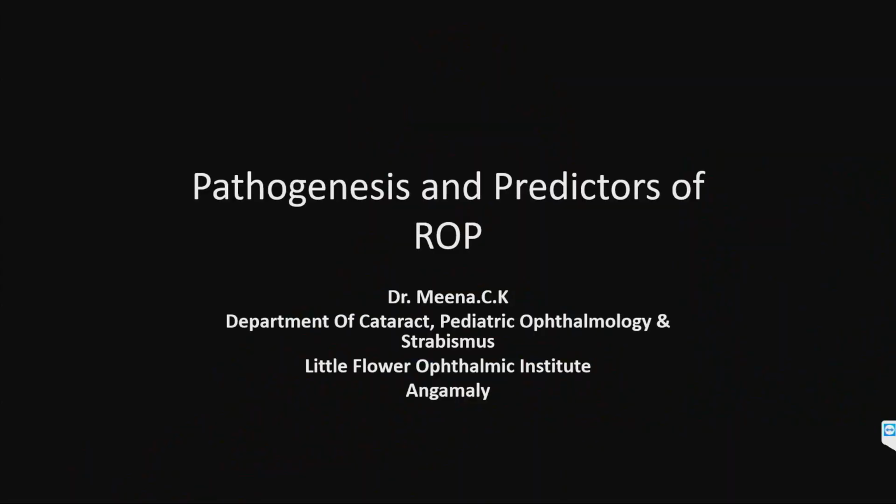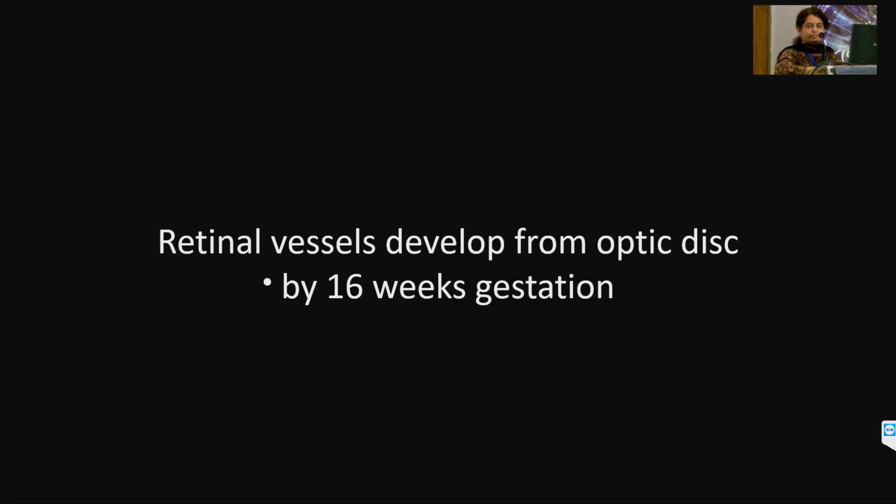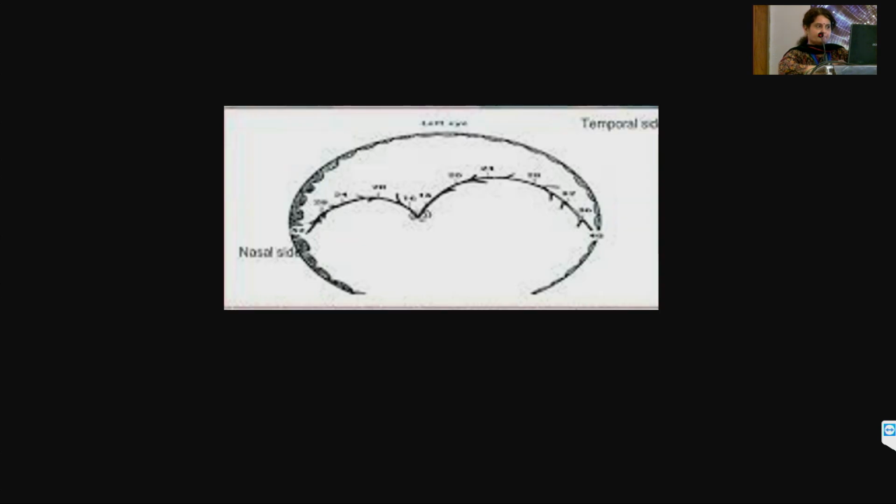Good morning, everyone. At the outset, I would like to thank KSOS and Dr. Sheera for this opportunity. This is purely theory: pathogenesis and predictors of retinopathy of prematurity. As all of us know, the retinal vessels develop from the optic disc by about 16 weeks of gestation, and reach the nasal ora by 32 weeks of gestation, and the temporal retina is vascularized by 40 weeks of gestation.